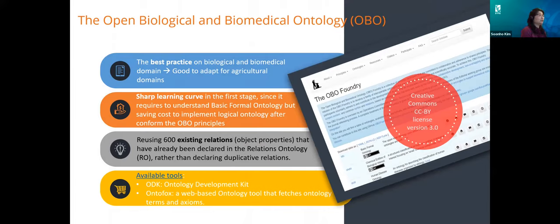In terms of the structure, how to build the ontology, we are trying to follow the Open Biological and Biomedical Ontology, called OBO. OBO has existing practice in the biological domain, and we adapt that practice to the agriculture domain. There are several existing tools, so we use them, and then we don't have to worry about how to validate, how to deploy the ontology, and how to control the versioning. I think we adapt very good existing practice to our side.